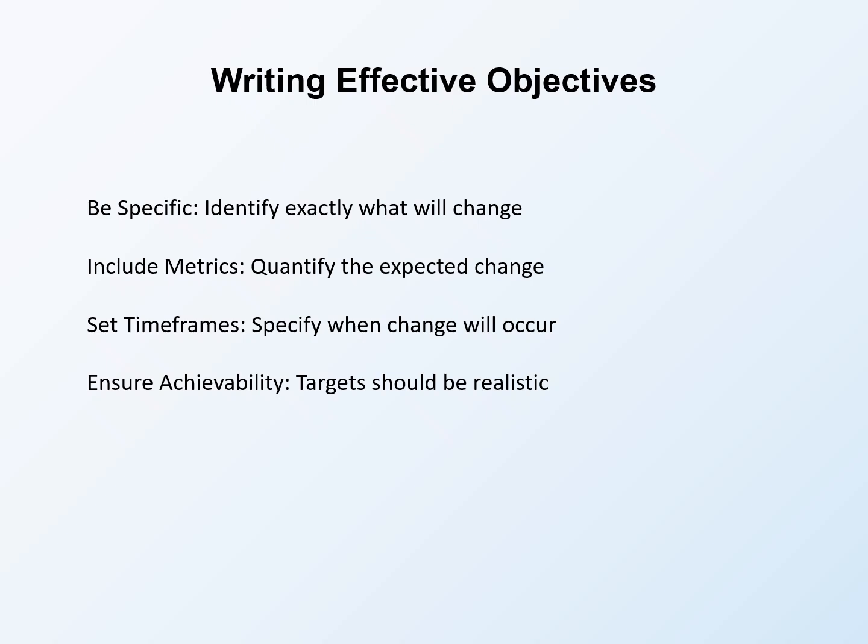Set timeframes that specify when change will occur. By month 6, within year 1, by project end. Time bounds create accountability and enable progress tracking. Ensure achievability by setting realistic targets. Ambitious objectives are good, but impossible objectives are counterproductive. Base targets on evidence, capacity, and comparable programs.